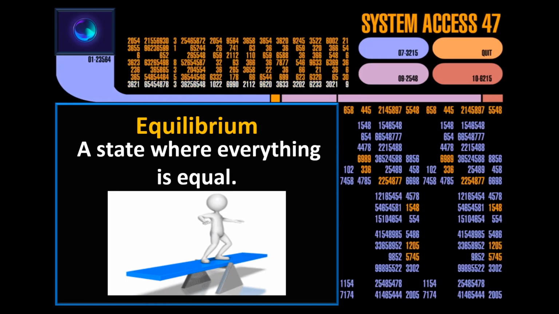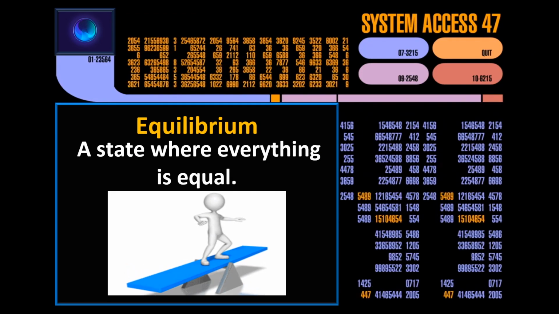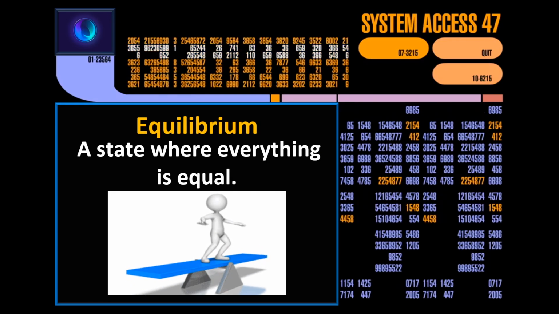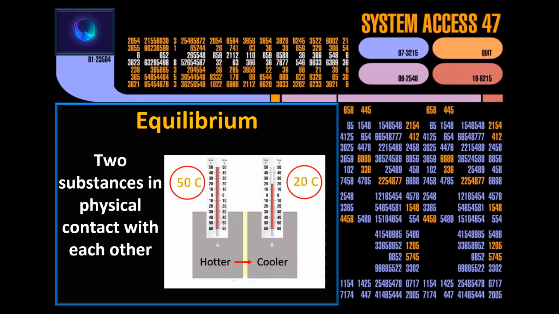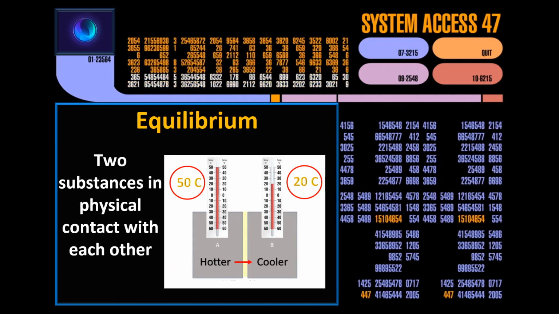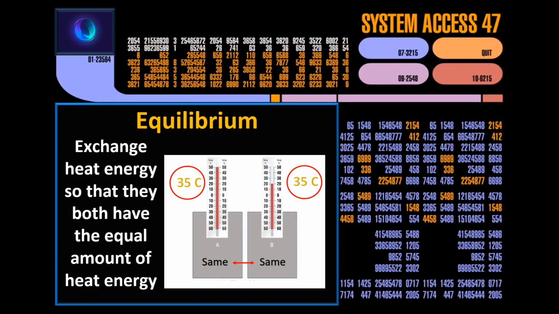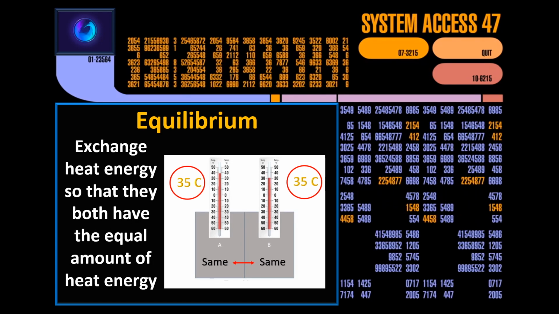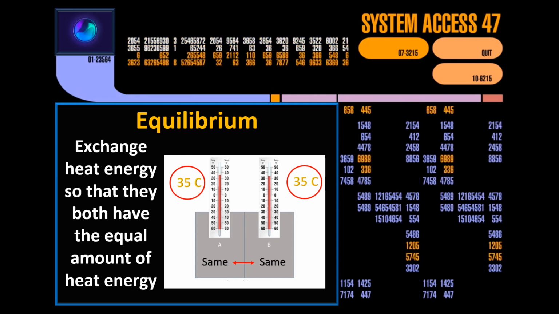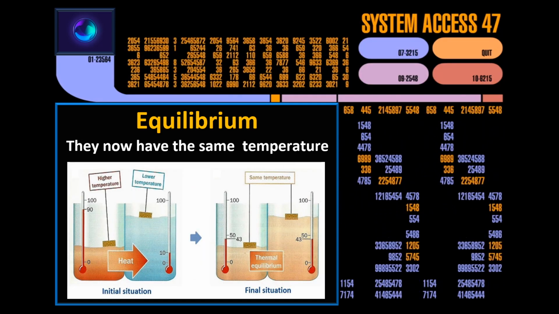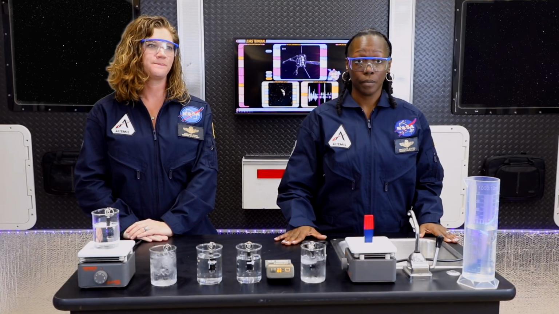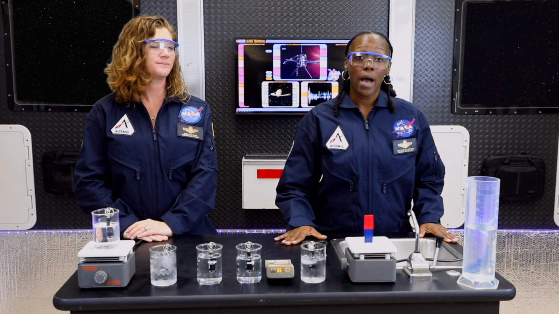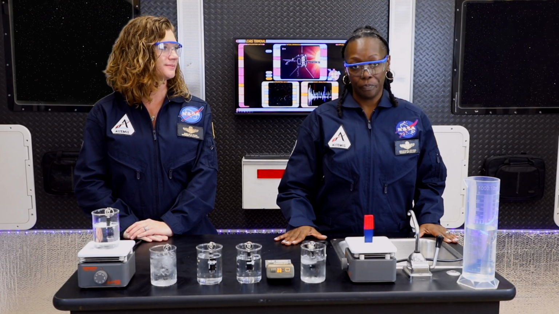The term equilibrium means a state where everything is equal. As this relates to heat energy, we use it to describe a condition where two substances in physical contact with each other exchange heat energy so that they both possess the equal amount of heat energy and as a result the same temperature. Correct. Now I have another way to demonstrate that.